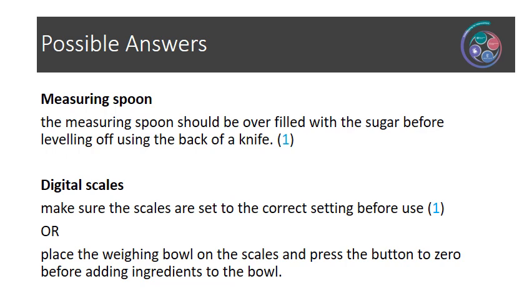Again, for this question, you needed to have 1 point for measuring spoon and 1 point for digital scales. If you had 2 points for digital scales, you would not have accessed the 2 marks.